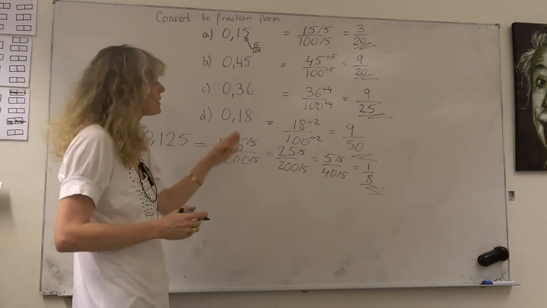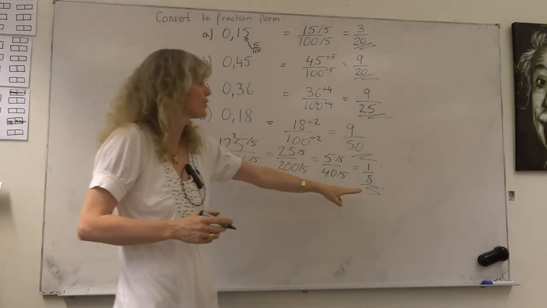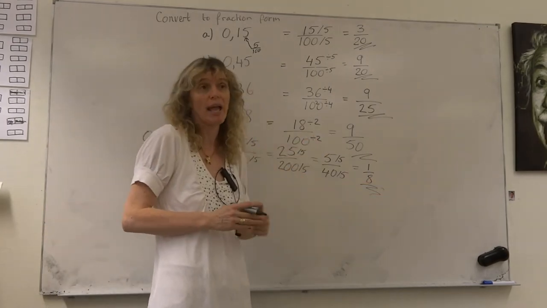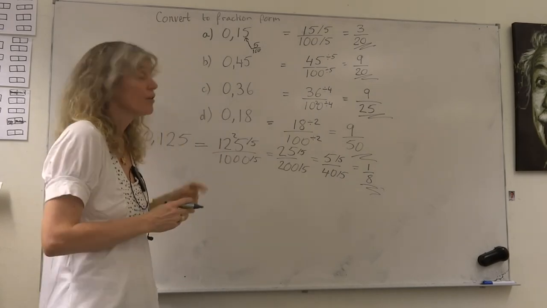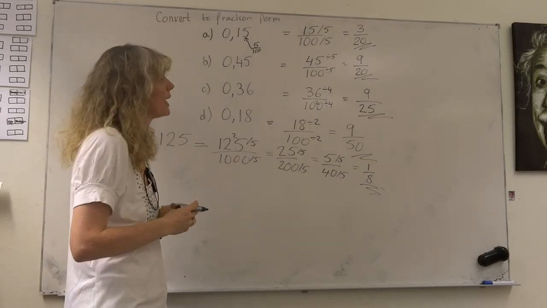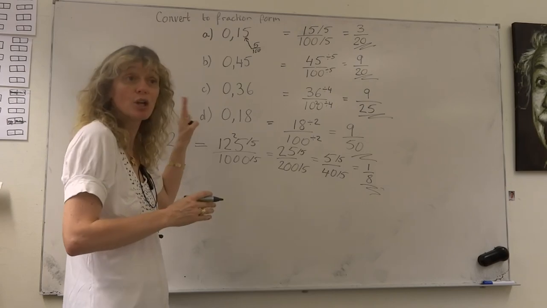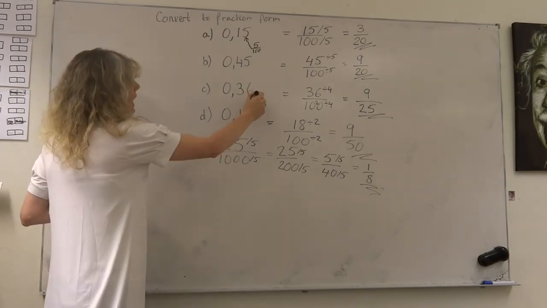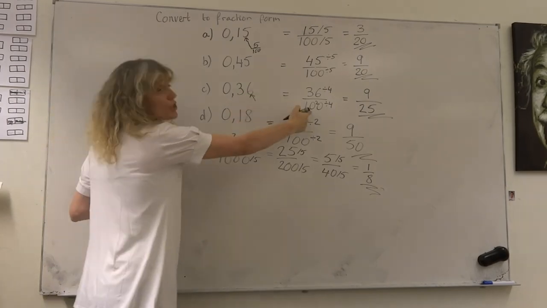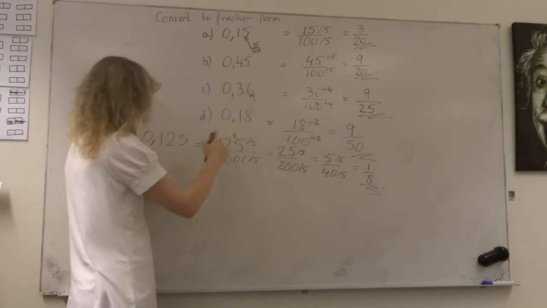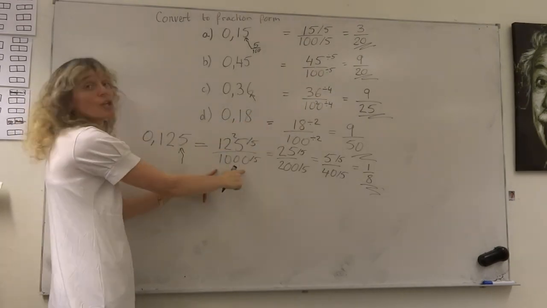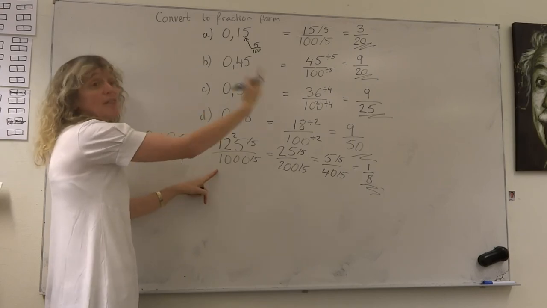And you keep on simplifying until you get down to a fraction that you can't simplify anymore. So converting decimals to fractions is quite easy if you use that skill. Look at what the last number is. If this is hundredths, turn it into hundredths, then simplify. If the last number is thousandths, turn it into thousandths, and then simplify.